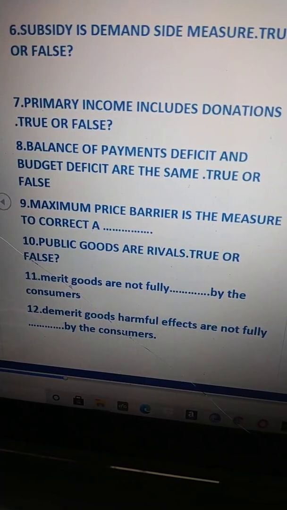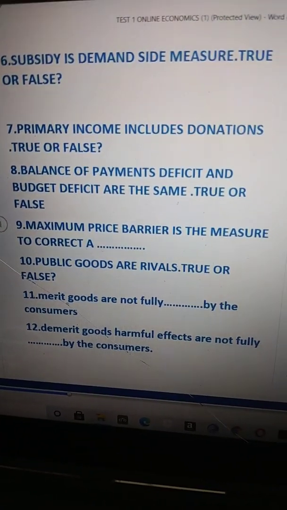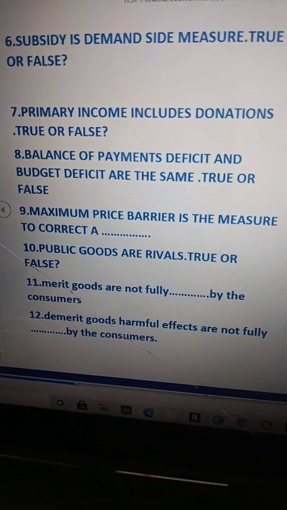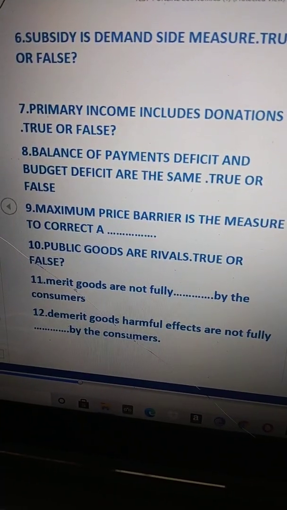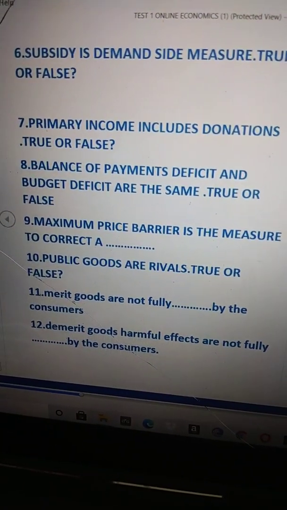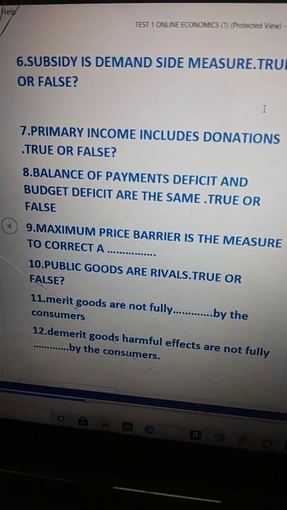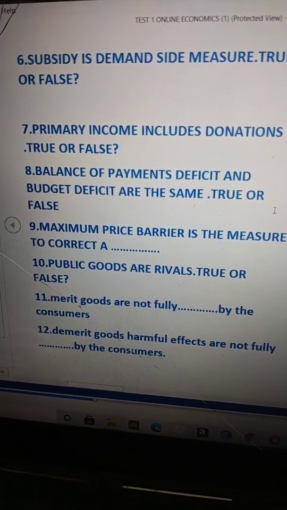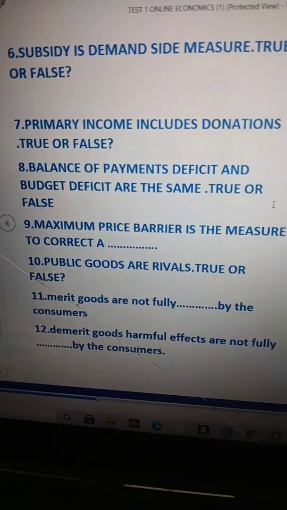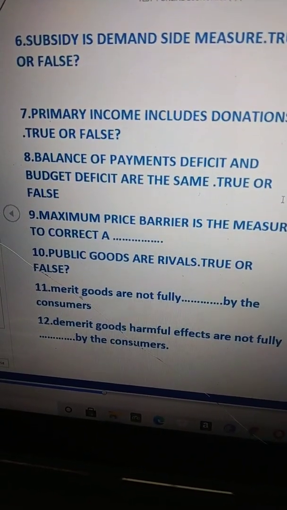Number 8, balance of payment deficit and budget deficit are the same. That is false because the balance of payments includes exports and imports in the process of international trade, the inflows and outflows in international trade, and investment done abroad. But the budget is the comparison of the earnings and expenditures of the country within the economy. So it has a different impact. Policies are different. The working of the balance of payments and the budget will be entirely different. So we say that they are not the same. So it is false.